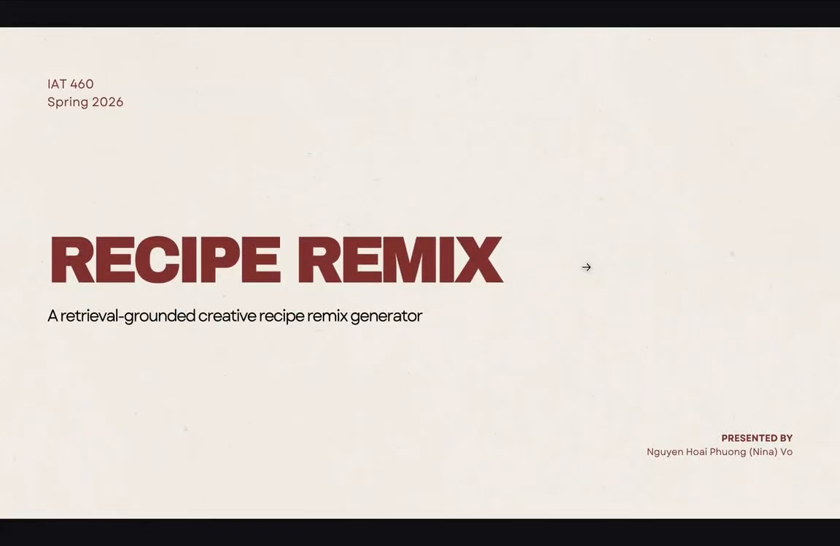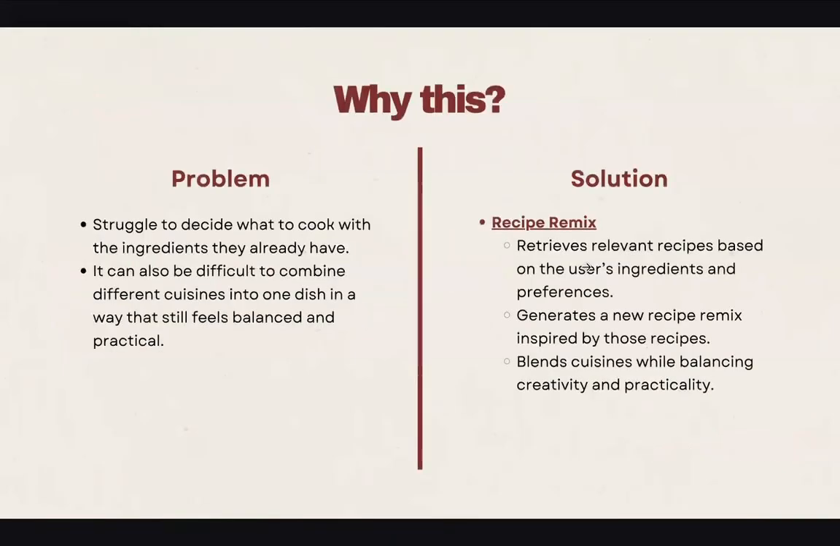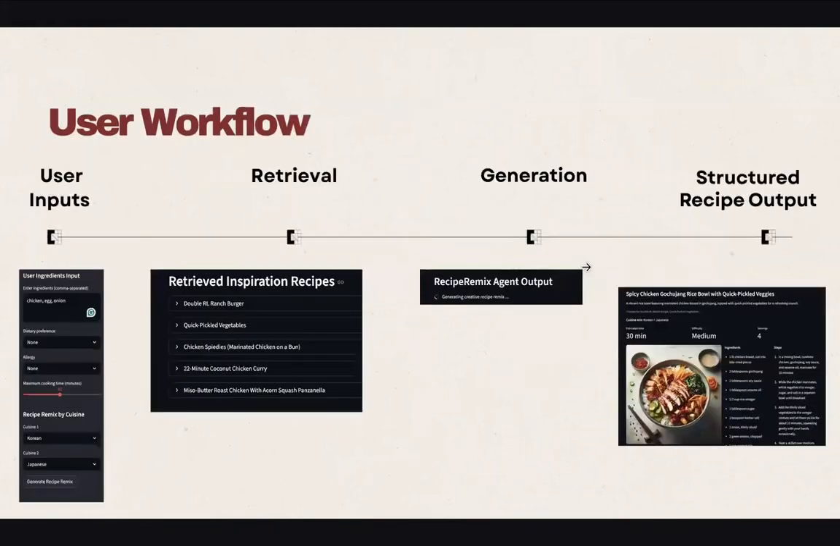Hi, so my project is a recipe remix, which is a retrieval-grounded, creative recipe remix generator. The goal is to have the user decide what to cook with the ingredients that they already have, while also exploring ways to combine different cuisines in a dish that still feels balanced and practical. So the workflow of the system has four main stages.